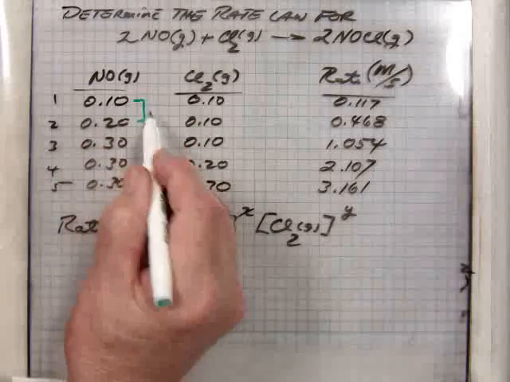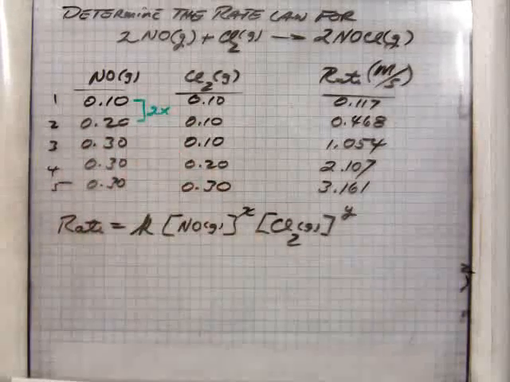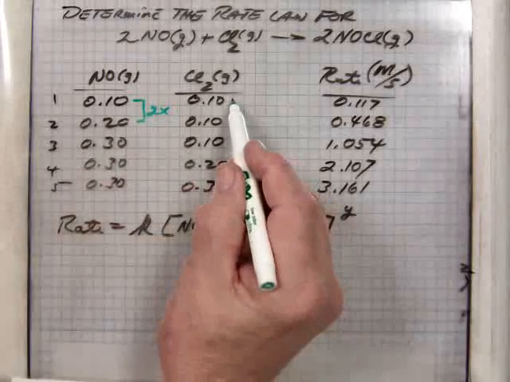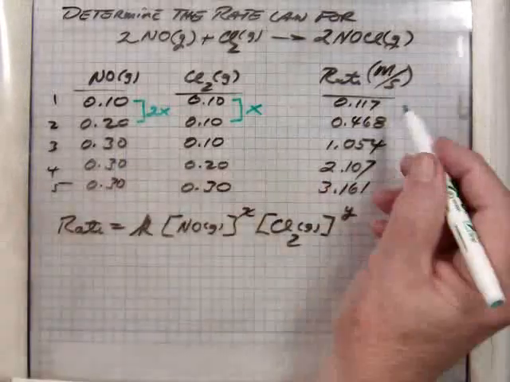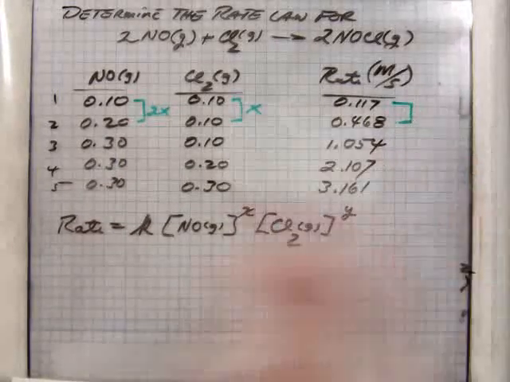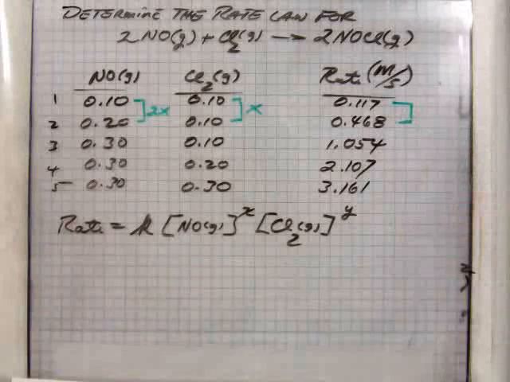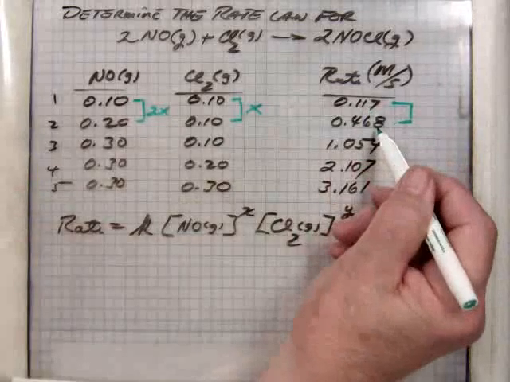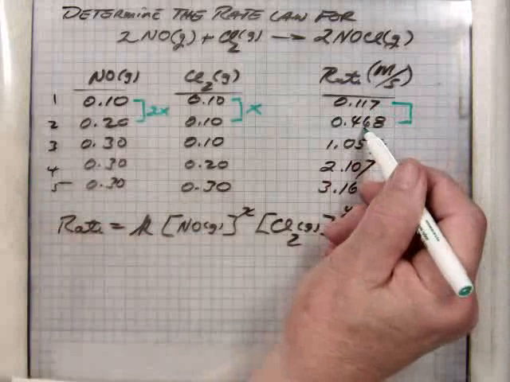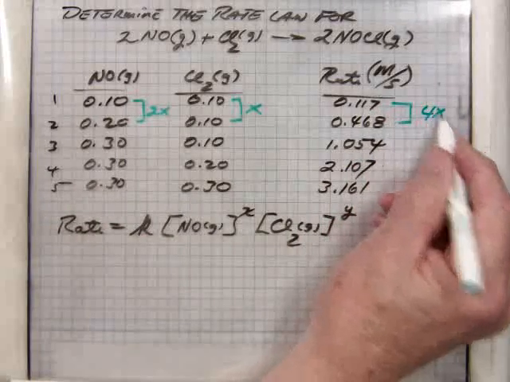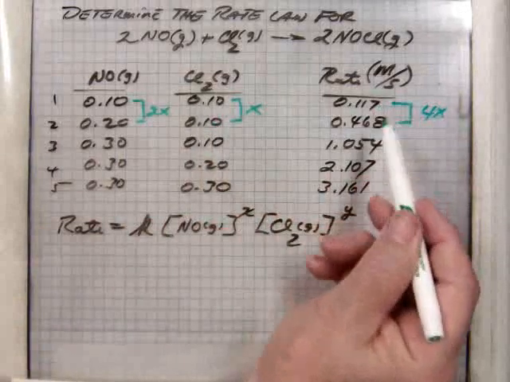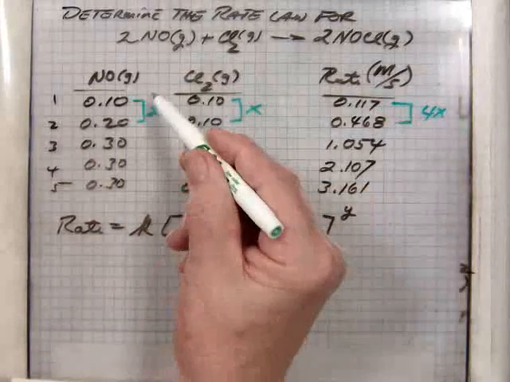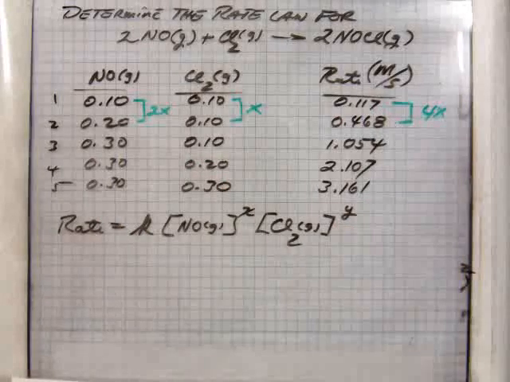So here we had a 2 times increase in concentration, and so this one didn't change. And so what happened to the rate of reaction when we doubled it? It went up from here to here. You can divide 0.117 into 0.468, and it's a 4 times increase. Well, when you go from the reference 0.117 to 0.468 by doubling the concentration, what does that tell you the order of reaction is? It's second order.